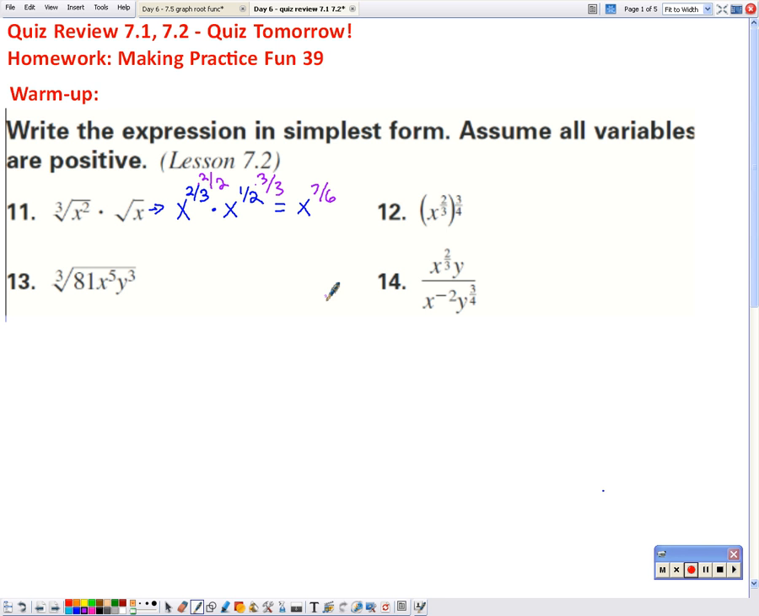Number 12, because I have a power raised to another power, I'm going to multiply my powers, and 2/3 times 3/4 is 6/12, which reduces to 1/2.